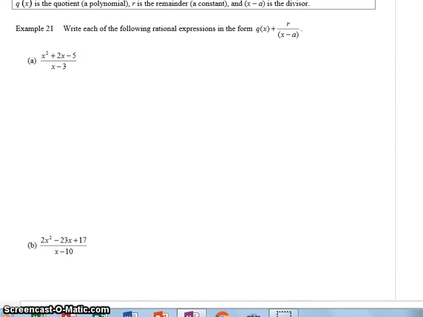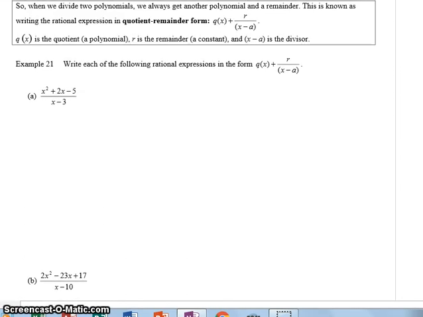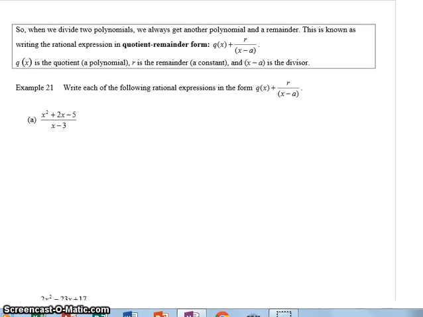Alright, example 21. We're going to keep working on and on forever. But something to pay attention to in the text box. It says, how we're writing it is known as the quotient remainder form. So this little form right here, where you have the quotient plus the remainder out of the total divisor. Okay, example 21. Alright, so it wants it in quotient remainder form.